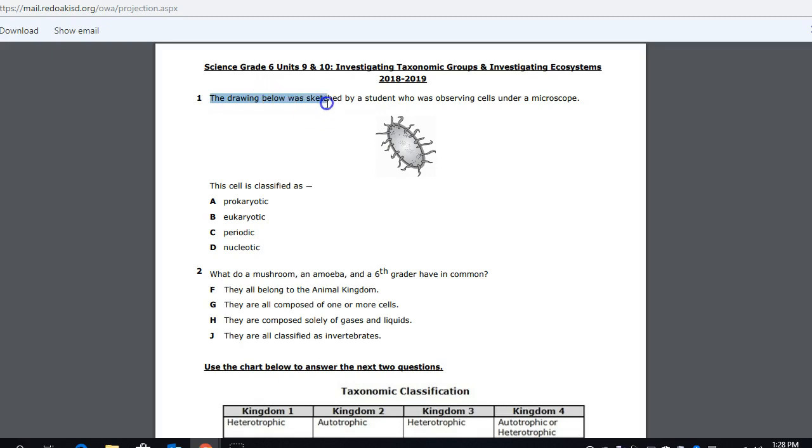The drawing below was sketched by a student who was observing cells under a microscope. This cell is classified as A, prokaryotic, B, eukaryotic, C, periodic, D, nucleotic.